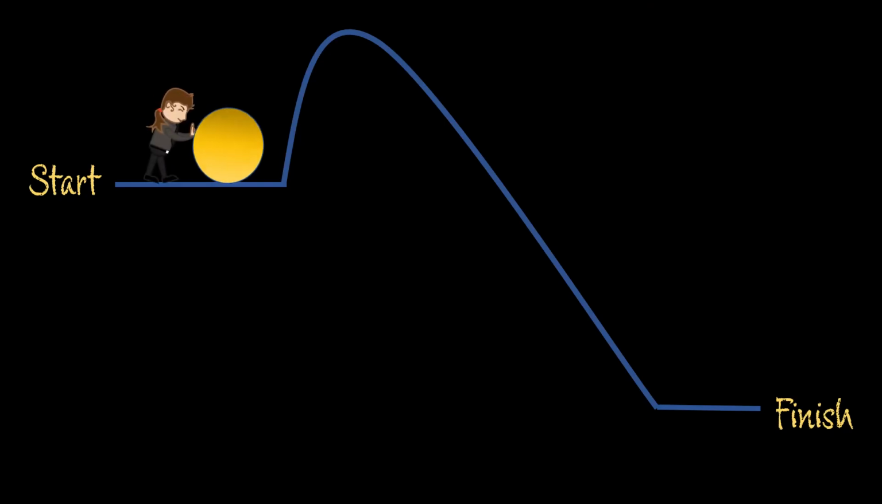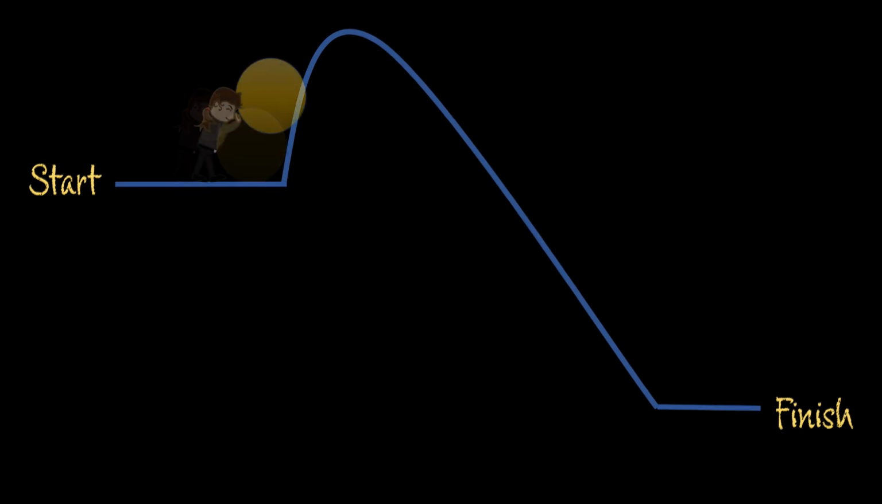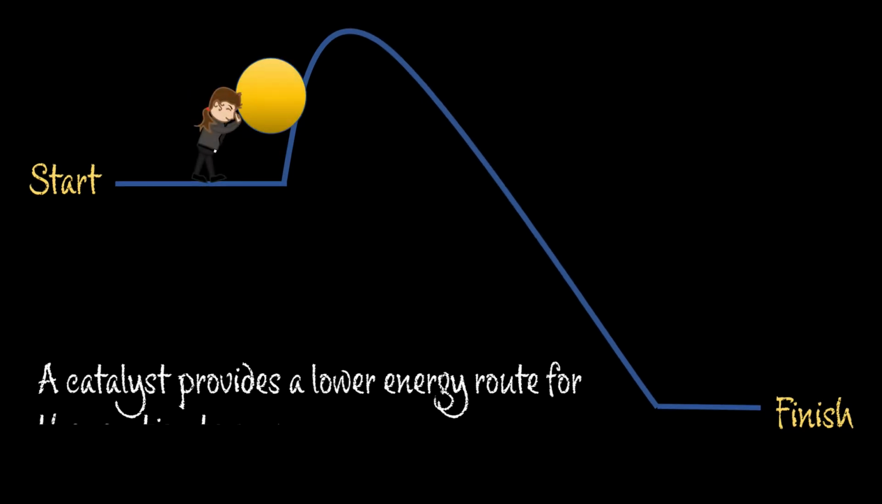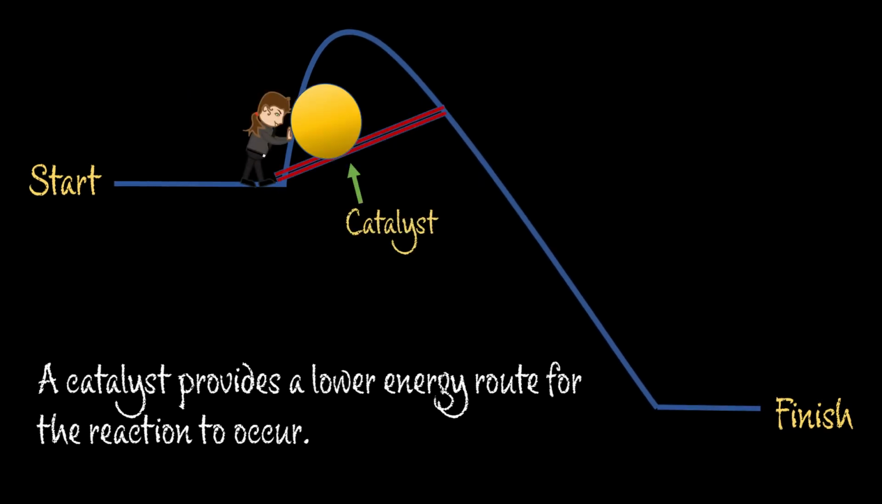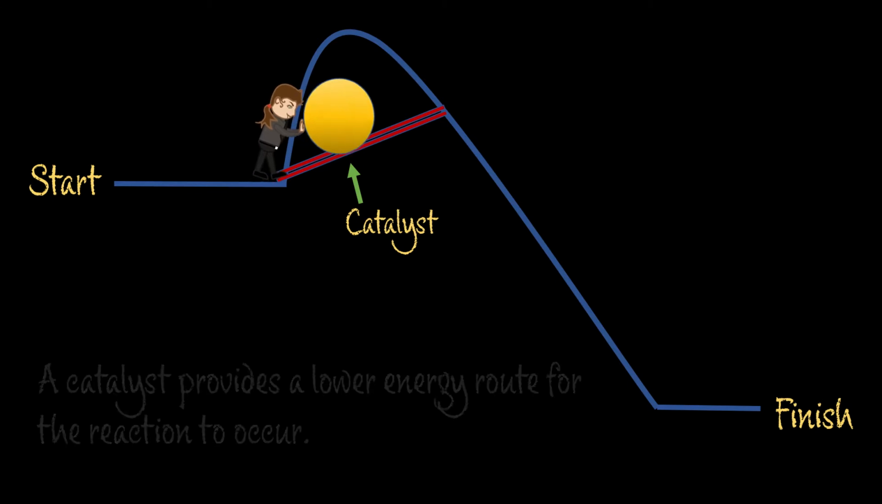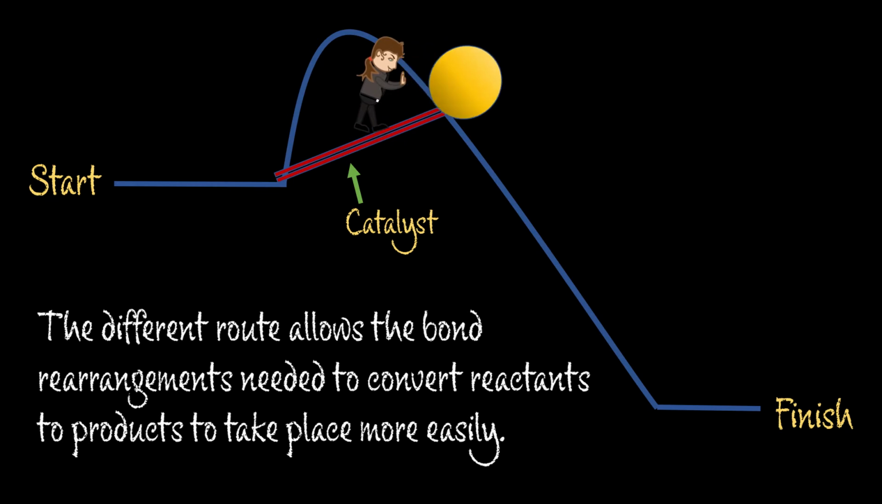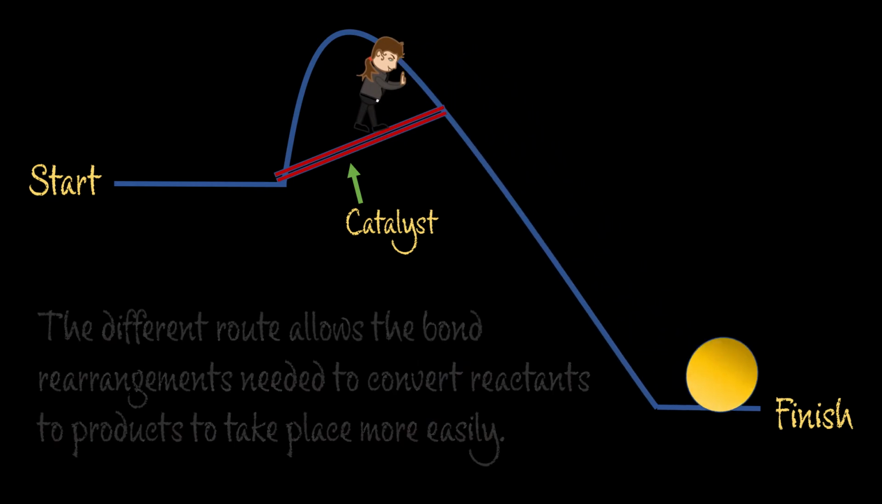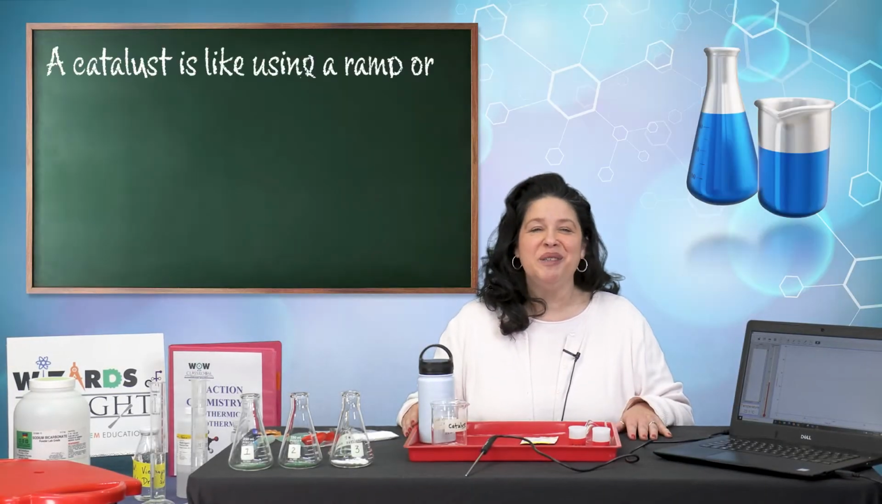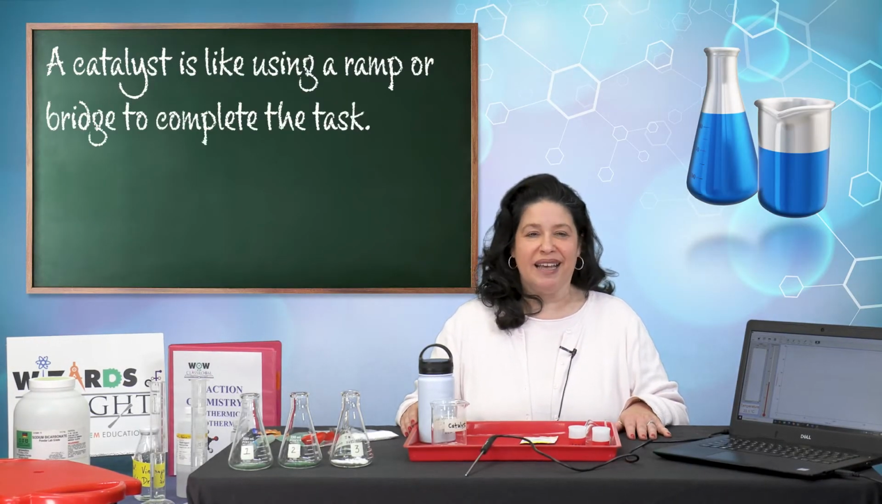Let's think of it this way. Imagine you're trying to push a giant boulder uphill. That would be a difficult task. A catalyst provides a lower energy route for that reaction to occur. The different route allows the bond rearrangements needed to convert reactants to products to take place more easily, with a lower energy input. In other words, it's like using a ramp or a bridge to complete the task.